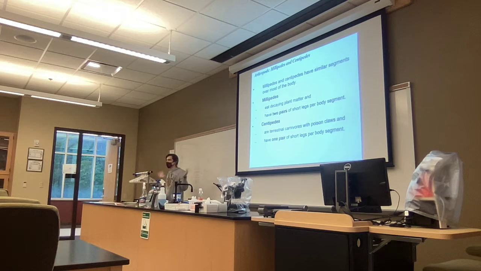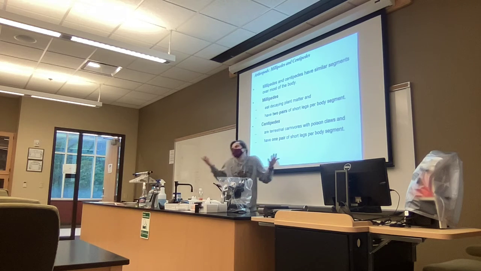If you're a centipede, you've got one set of legs. If you're a millipede, you've got two. That's how you tell them apart. Makes sense? The number of legs varies, obviously, depending on how big the critter is.